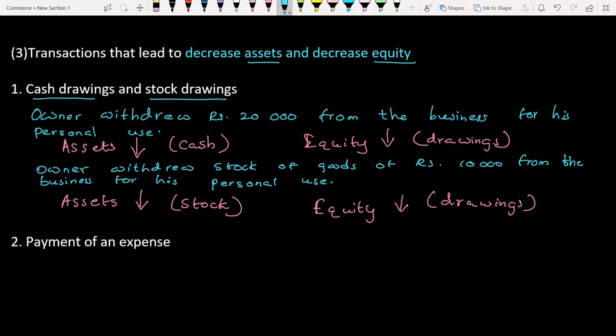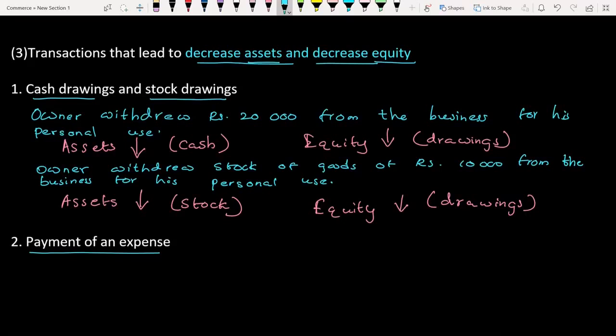Another possible transaction for this impact is payment of an expense. Now, what are the examples for expenses? Let's say electricity charges, insurance charges, maybe rent expense. So when we make a payment of an expense, again this impact will happen. Assets will decrease, also equity will decrease.